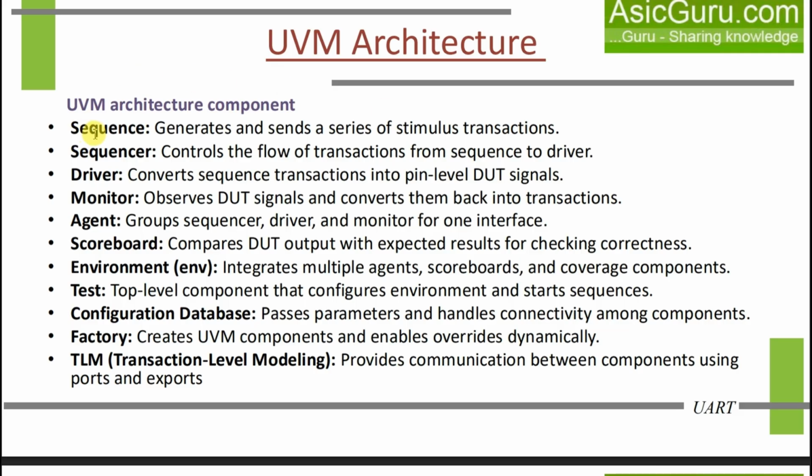These transactions are then sent to the sequencer. Now the sequencer just acts like a traffic controller. It schedules and manages the flow of transactions between the multiple sequences and the driver. Next comes the driver. Driver converts the sequence transactions into the pin level DUT signals. Next is the monitor. Monitor observes the DUT signals and converts them back into transactions. Next comes the agent. Agent groups together the related components such as sequencer, driver and monitor in a single interface.